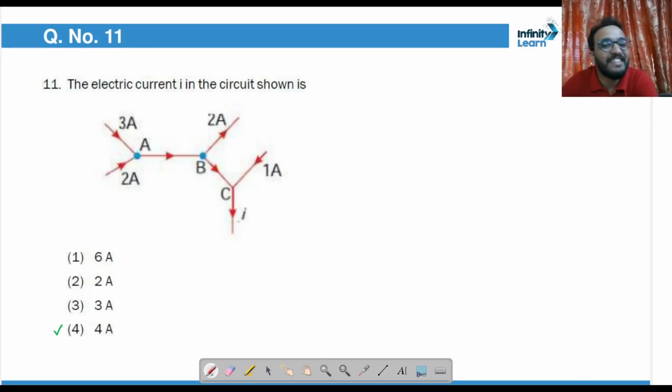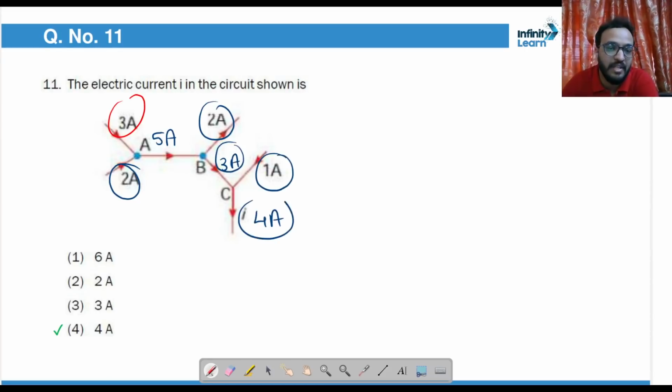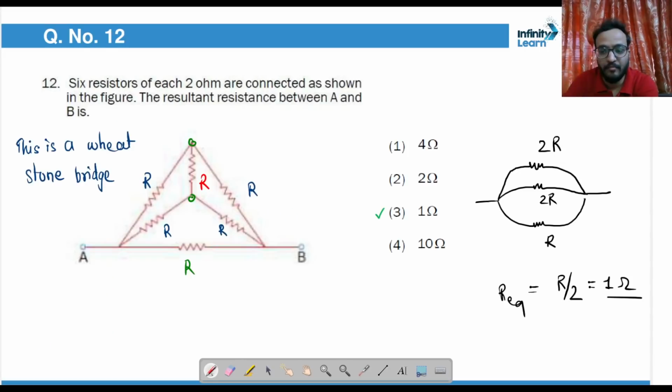The electric current in the circuit is, see, we can add them. 2 plus 3 is 5 ampere. 2 goes here, 3 ampere goes here, 1 ampere is coming, 4 ampere here. The fourth option is correct. I hope you understand it properly. Any doubt, please let me know. Okay, so in this next question, as you can see, there is a Wheatstone bridge formation taking place here.